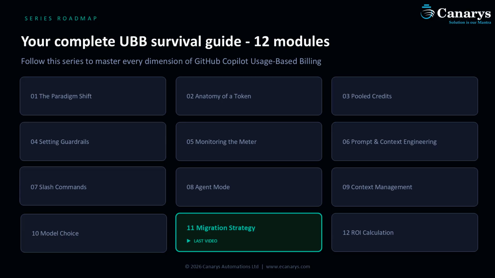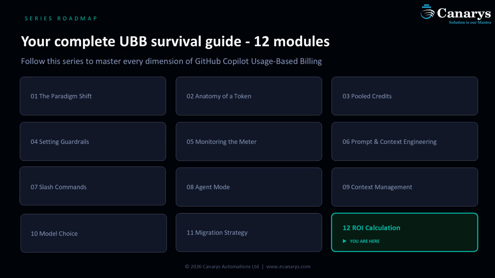In the previous module, we learned how to successfully transition to usage-based billing. We explored migration best practices, optimizing AI credit consumption, monitoring usage, and adopting AI more effectively across teams. In this final module, we'll bring everything together by understanding how to measure the return on investment, or ROI, of your GitHub Copilot adoption. We'll learn how to connect AI credit usage with developer productivity and business value, helping you demonstrate the real impact of your AI investment. Let's get started.